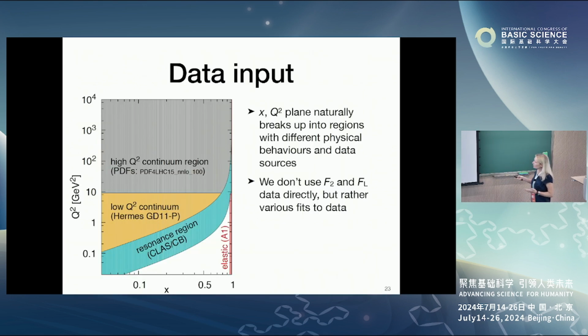Okay, so this is essentially the plane now. So this is where you need to integrate your F2 and FL functions. So this is the accessible region. This part is simply not accessible. This is the elastic scattering where x is equal to 1. And then you see that you have a region that is really at very low Q squared. This region of very low Q squared is full of non-perturbative resonances. And there are fits here by the CLAS collaboration, for instance. Then there is this low Q squared but more continuous region. And again, this is fitted by a different collaboration, HERMES.